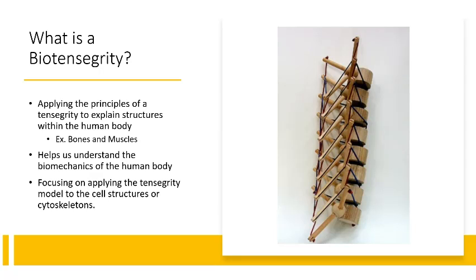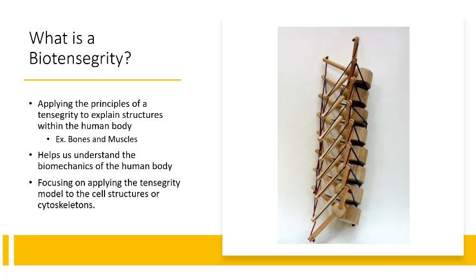So now this leads into biotensegrities, and biotensegrities are a specific type of tensegrity. The concept is using the principle of a tensegrity to explain structures within the human body. For example, our bones do not touch one another, instead they are floating within our muscles and connective tissue. This is an example of a tensegrity.